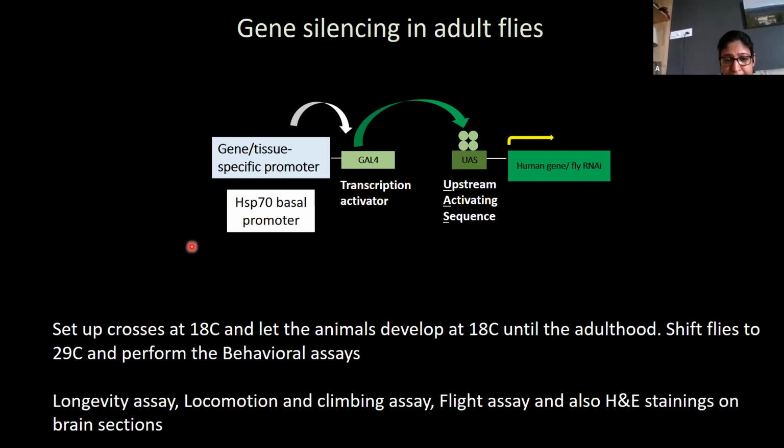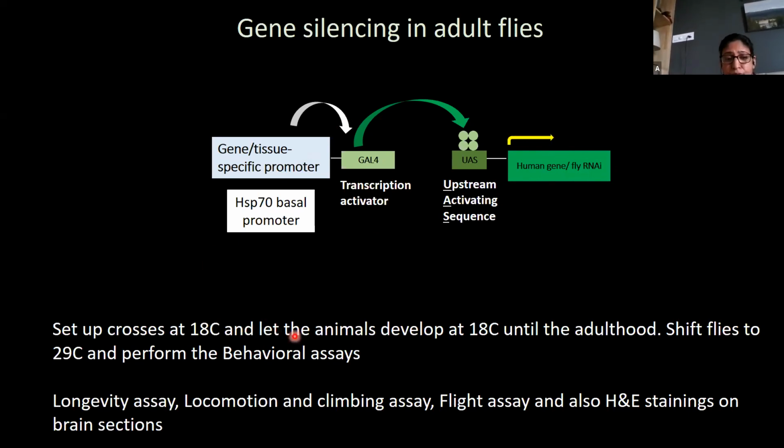The way we do these things is you collect virgins of GAL4 and males of the genes that you want to express. Then you set up this cross, normally in small vials; that's what we do initially. You set up these crosses, keep them in an 18 degree incubator, and let the animals develop. What will happen at 18 degrees? The level of GAL4 will be much less, and as a result, the level of this mutated version or RNA will also be much less. So you are not affecting the gene.